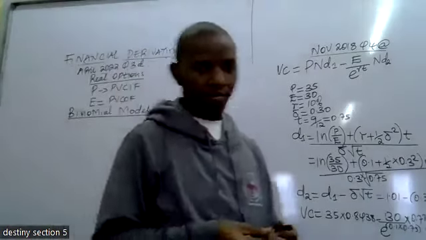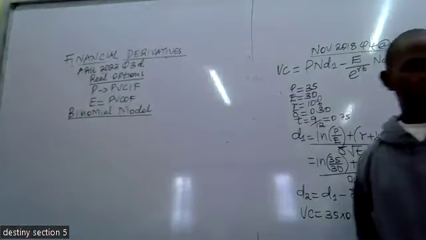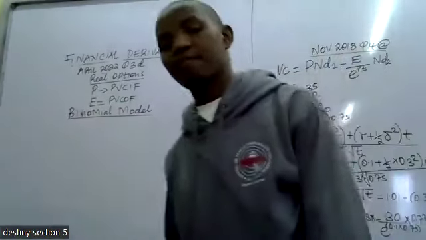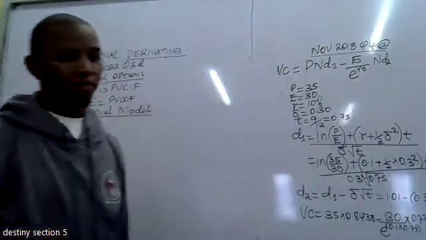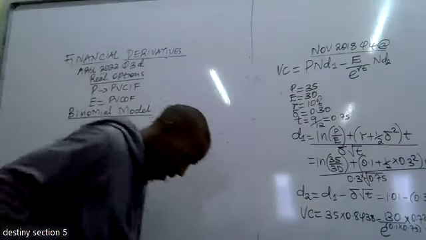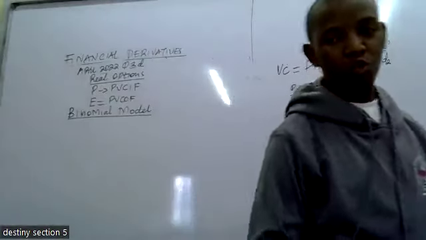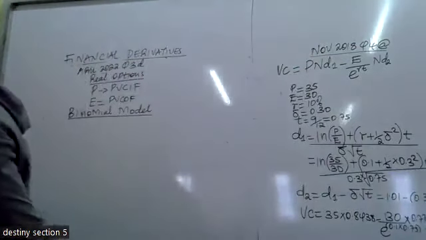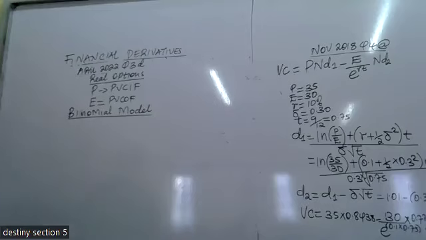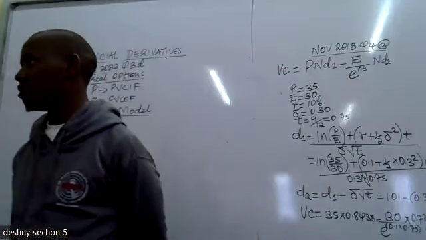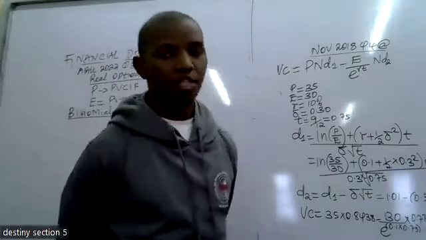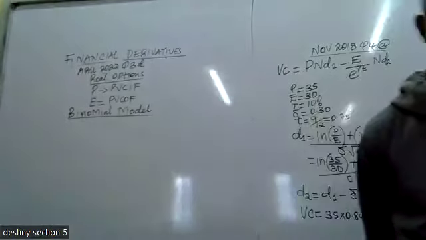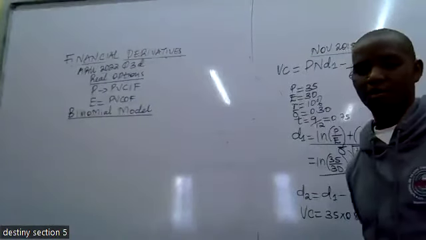Binomial model. That is a second model. It is a model based on the assumption that there are only two prices that will emerge at the expiry date of a project or an option.